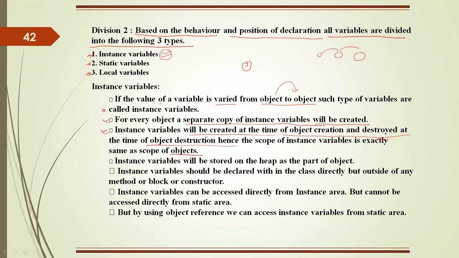When will the instance variable be created? At the time of creating the object. Suppose you have a class Student, Student s = new Student, right? So at the time of creating the object of the Student class, only then the instance variable will be created. Not on calling, not at any other time, but at the time of creating an object, right.